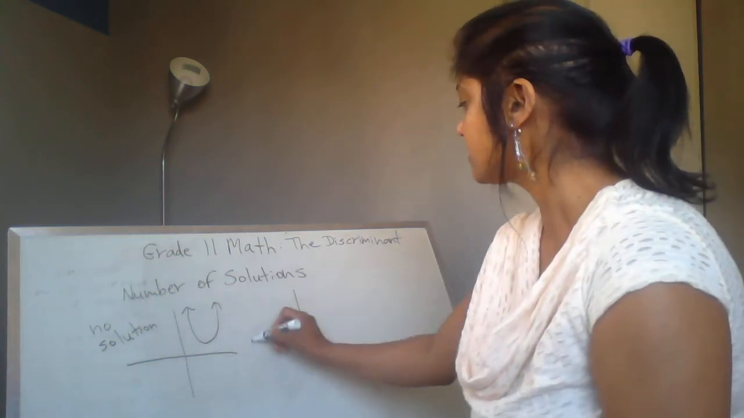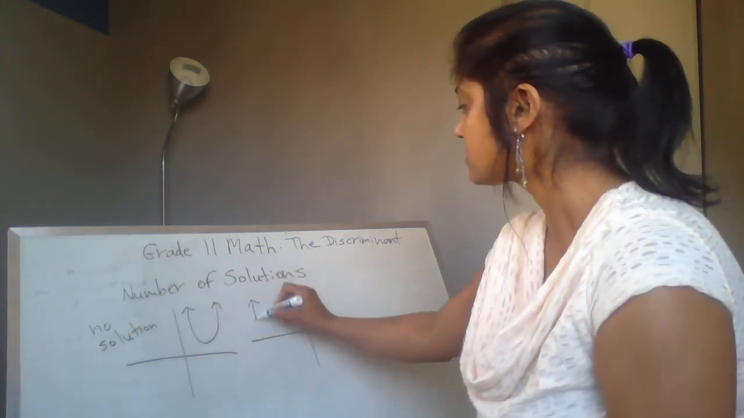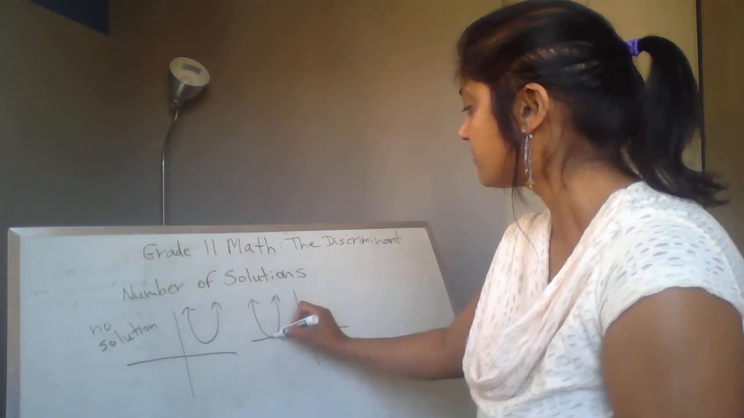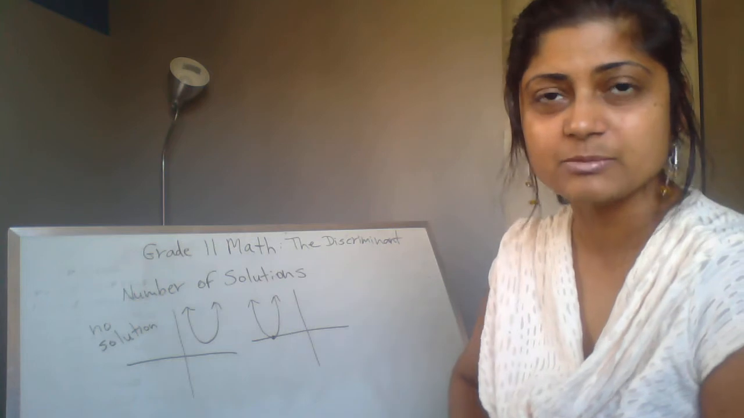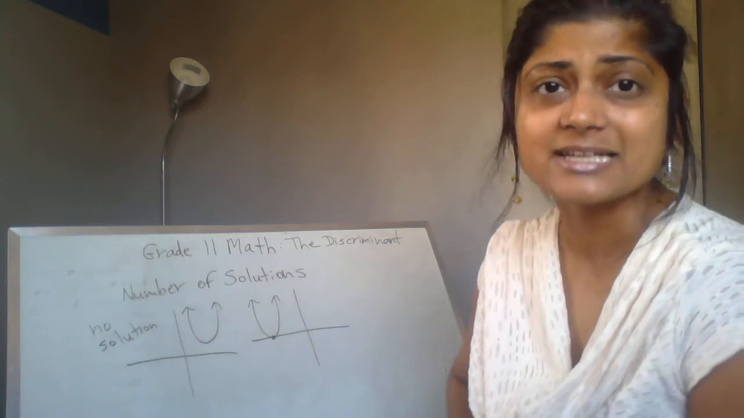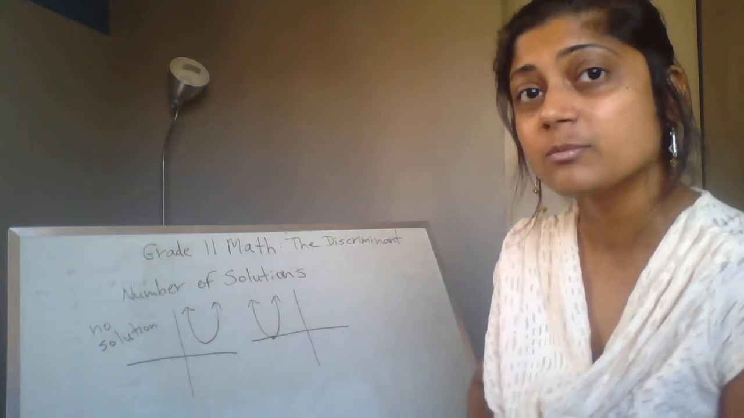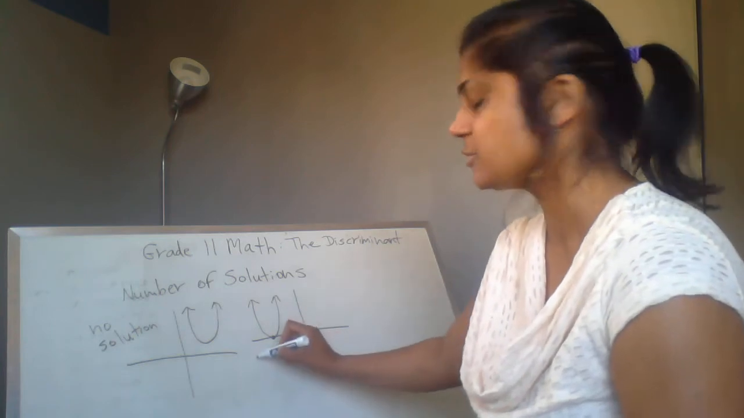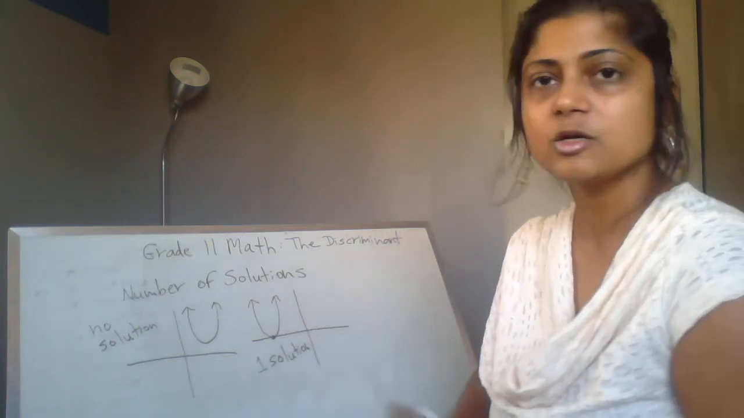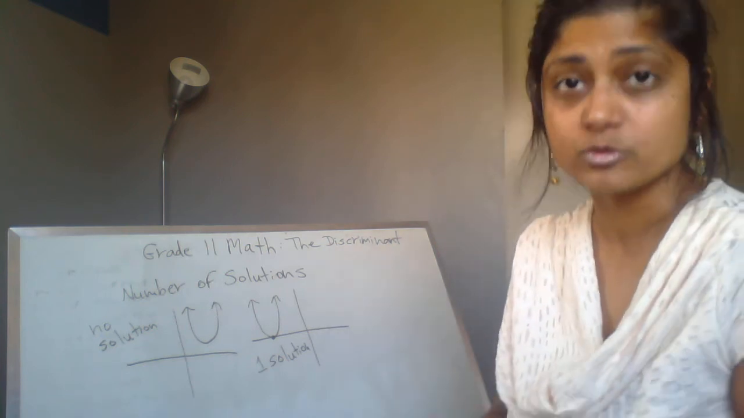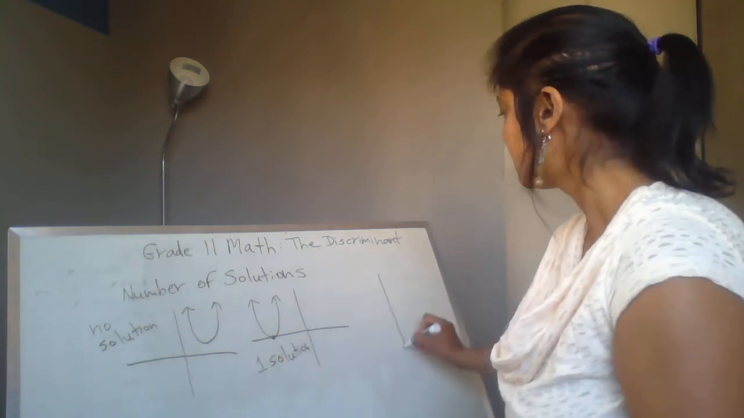Okay, the second scenario will be like this. Okay, so if I look right here in this example, I can see that the parabola is intersecting the x-axis, but only at one point. Okay, so in this example, we're going to put one solution. Okay, one solution, or there is one root, is another name for it.